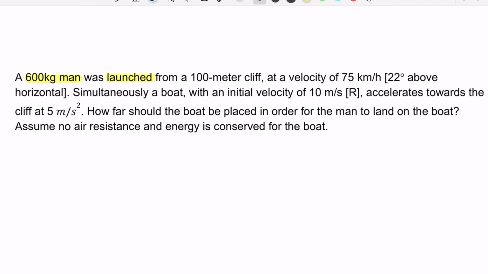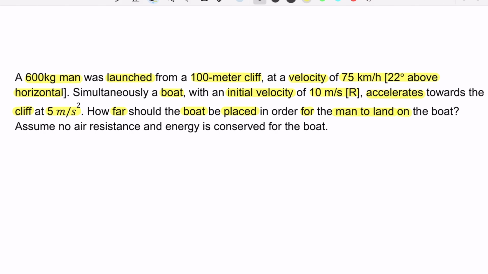A 600-kilogram man is launched from a 100-meter tall cliff with an initial velocity of 75 kilometers per hour, 22 degrees above horizontal. At the same time, a boat with an initial velocity of 10 meters per second to the right accelerates towards the cliff at 5 meters per second squared. The question wants to know how far the boat should be placed for the man to land on the boat.